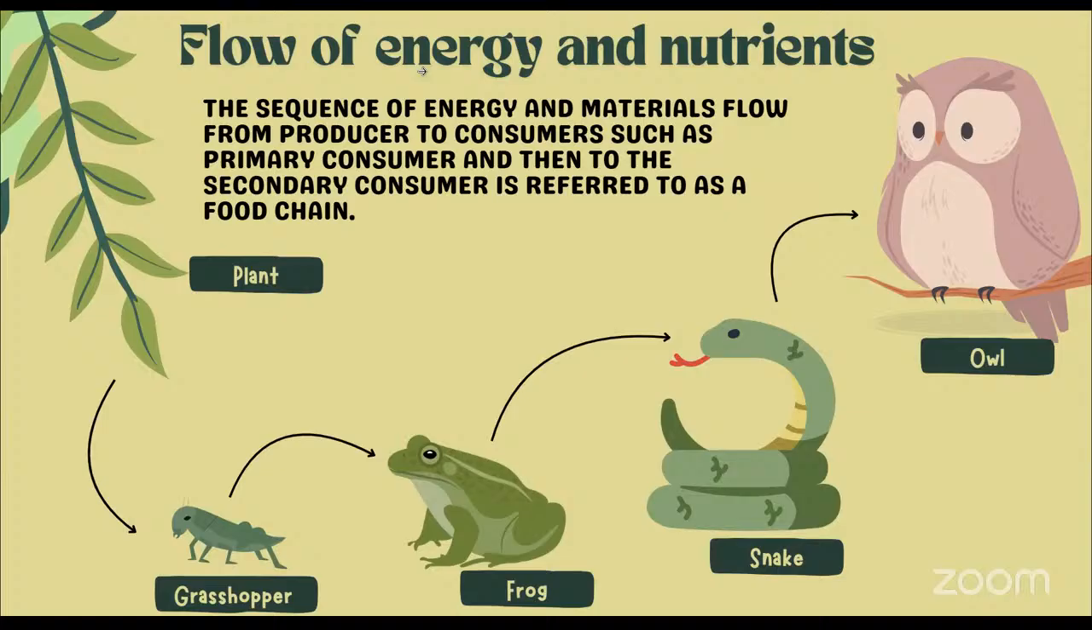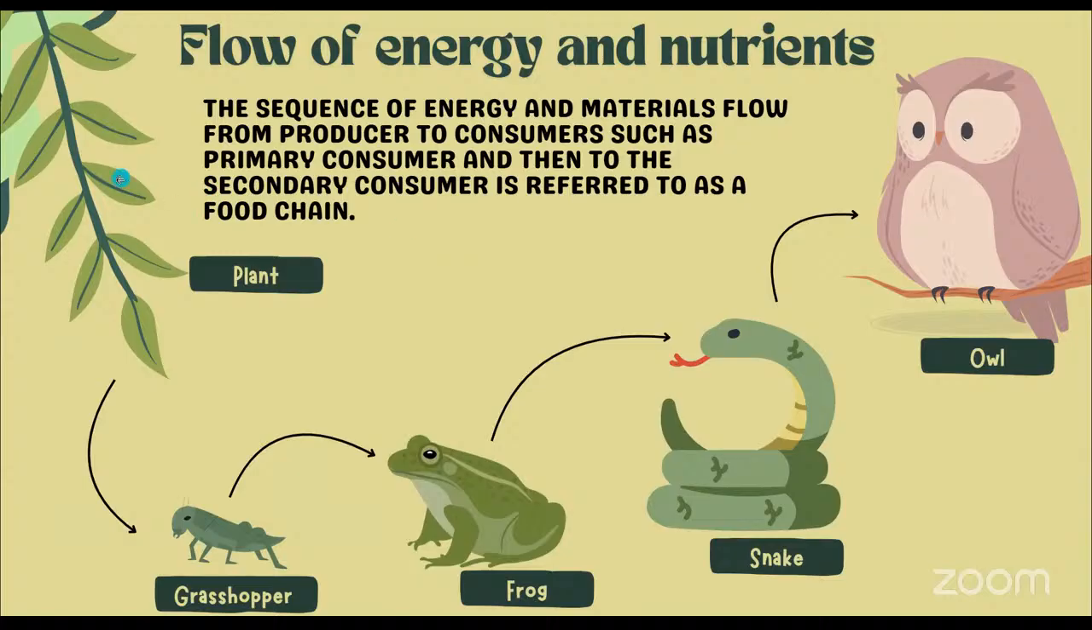Okay. Right. Now we are going to talk about the flow of energy and nutrients. This is the definition that is given in the textbook. The sequence of energy and materials flow from producer to consumer, such as primary consumer, and then to the secondary consumer is referred to as a food chain. So you guys know how a food chain goes, right?